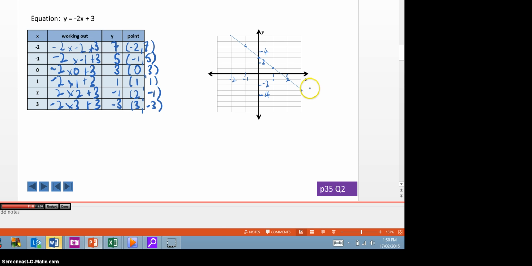Okay, and then like the last one, y equals minus 2x plus 3. So you can see as you go from left to right, it slopes down. It's got a negative rise. Okay, and so we can see that every time we go across one, we go down 2. Across 1 unit, a run of 1, a rise of negative 2. And you can see that it crosses here at the y-intercept of plus 3. So have a go at page 35, question 2, and pause for now.